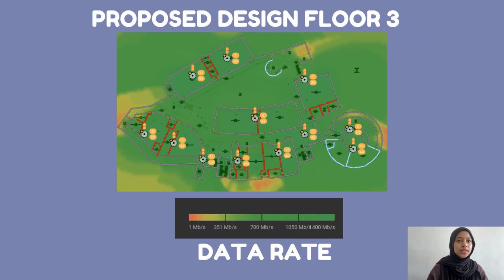Next, the proposed design shows an improvement in data rate across floor 3. Most of the target areas are covered by green regions, indicating a higher data rate. The improved AP placement and channel configuration provide better wireless connectivity and allow users to achieve a more consistent data rate.